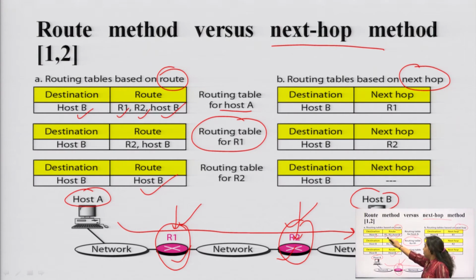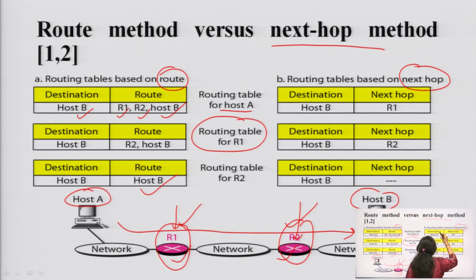So, this is how, if you can see, there are 3 points here: R1, R2, host B. Then it has reached R1, then the points are R2 and host B. Then it has again reached R2, then the point will be host B. So, this is the case for the routing table. Now, this is based on route.